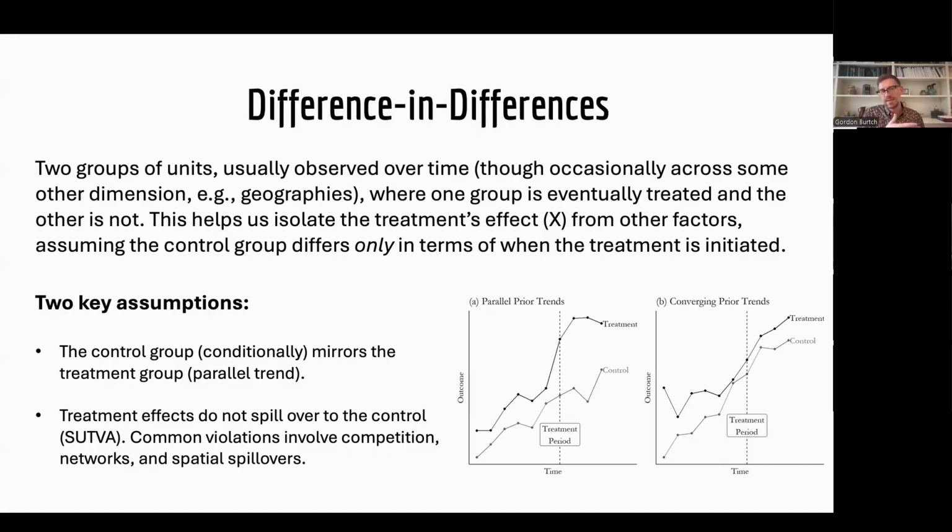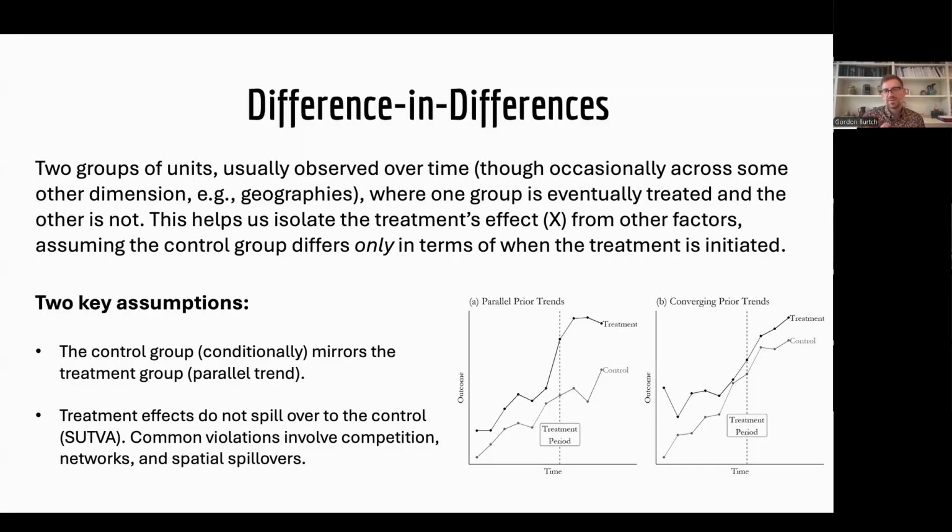I'll note a couple of things here. One, it isn't necessarily the case that you require time series data to use diff-in-diff. So it doesn't need to be that you see things over time. You can also see them cross-sectionally, let's say across geographies. They just have to vary over some other dimension. It doesn't need to be time. Time is typically what we look at, what we think about though.